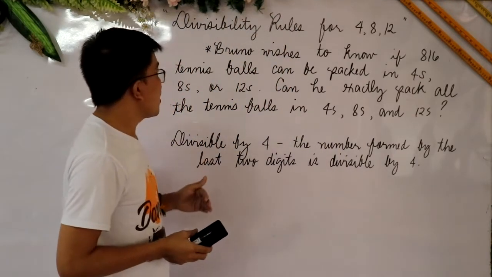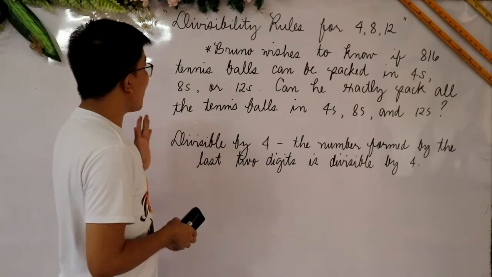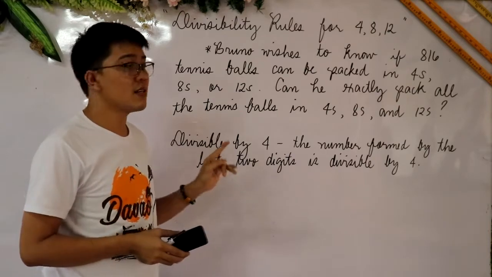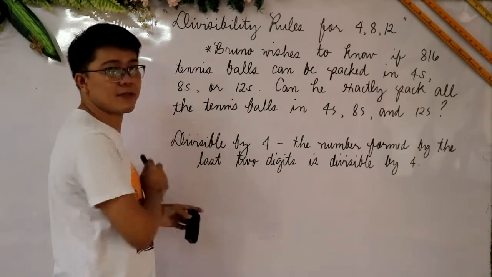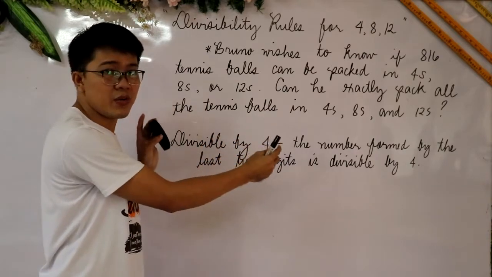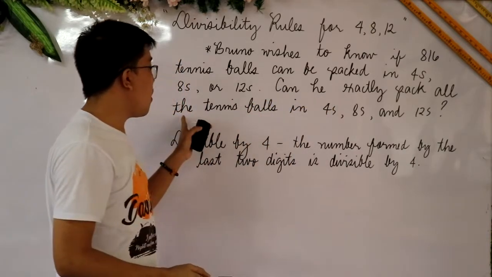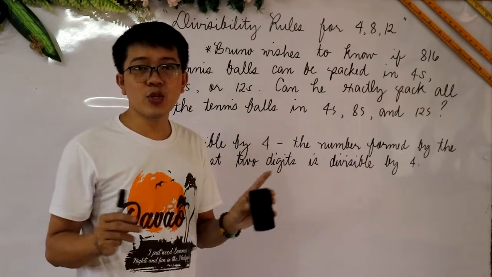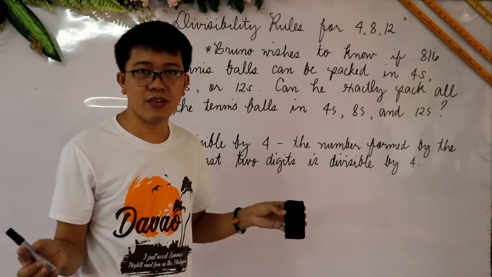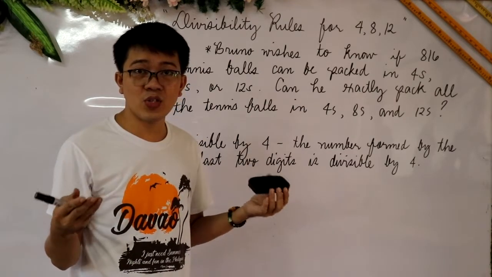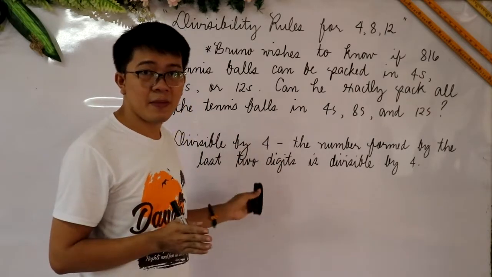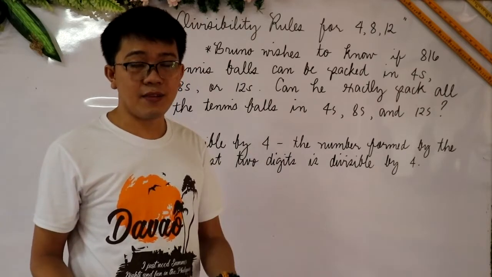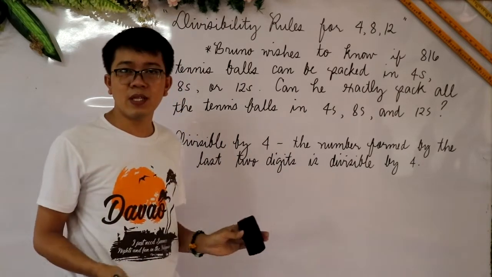The problem is, Bruno wishes to know if 816 tennis balls can be packed in 4s, 8s, or 12s. So the question here in the problem is, can he exactly pack all the tennis balls in 4s, 8s, and 12s, making sure that there is no excess or remainder? That's the problem now that we're going to solve to help Bruno. To solve this problem, we need first to learn the divisibility rules for 8 and 12. And let's begin in divisibility rule number 4.